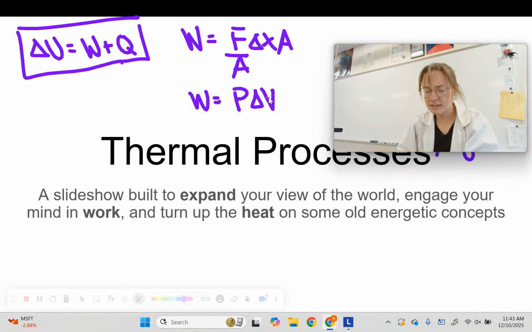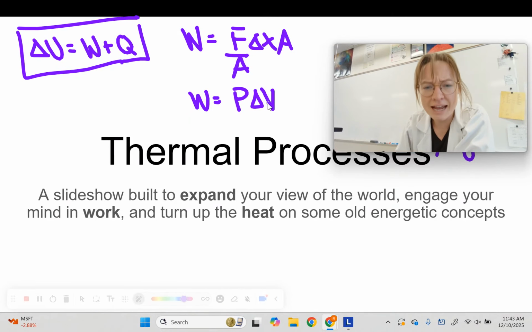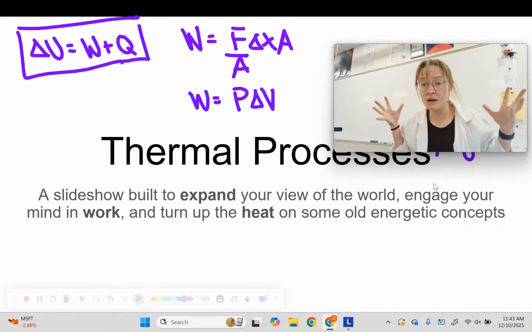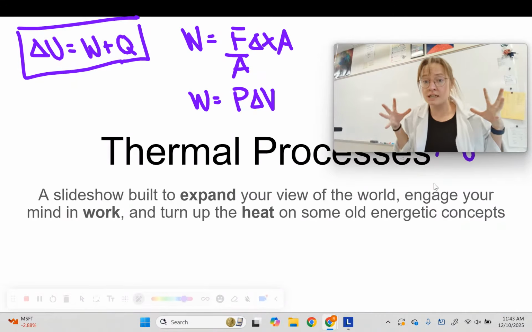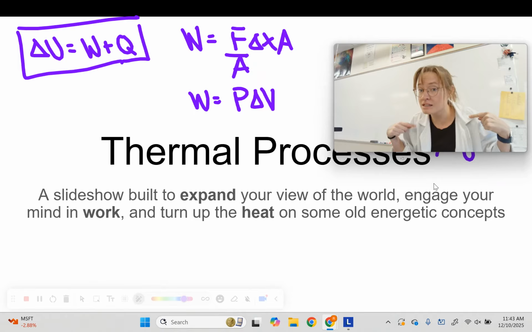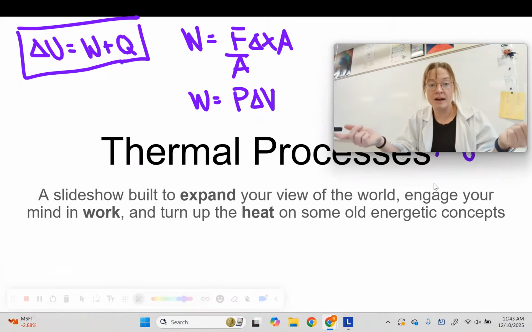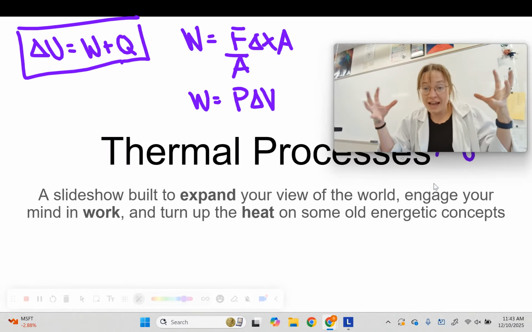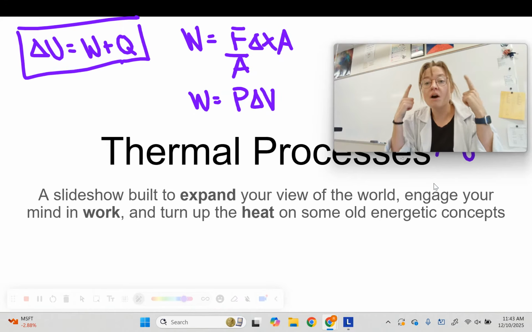So when delta V here is negative, when the volume decreases, we call that positive work. But when delta V is positive, when the gas expands, it pushes outside on its environment, and pushing outside on its environment, it does work on its environment. So when the gas expands, we have negative work because the gas is giving energy to its environment. When the gas contracts, work is being done on the gas.